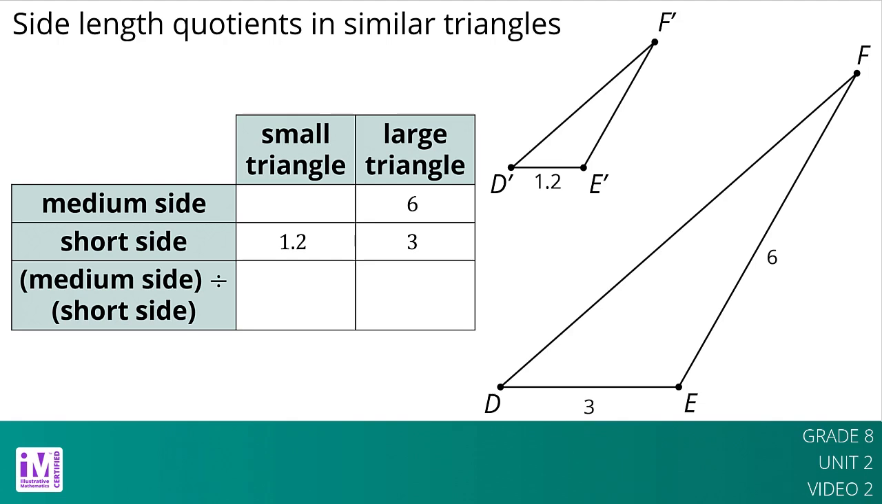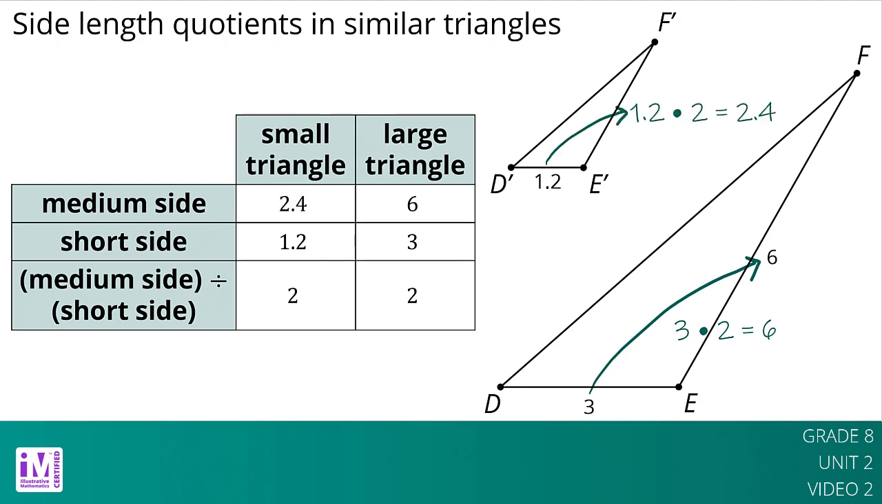In triangle DEF, side EF is twice as long as side DE. So this must be true for any triangle that is similar to triangle DEF. Since D'E' is 1.2 units long, and 1.2 times 2 equals 2.4, the length of side E'F' is 2.4 units.